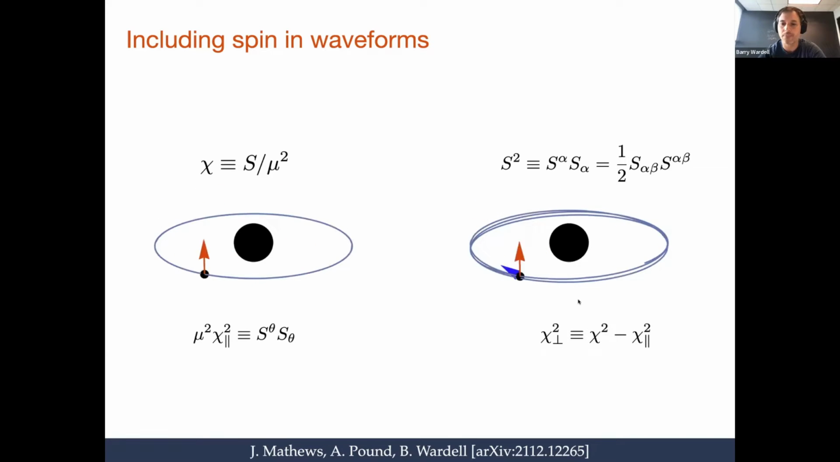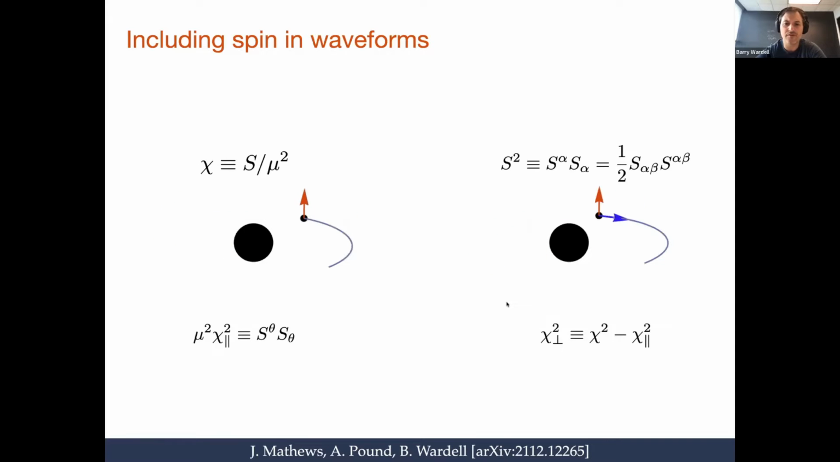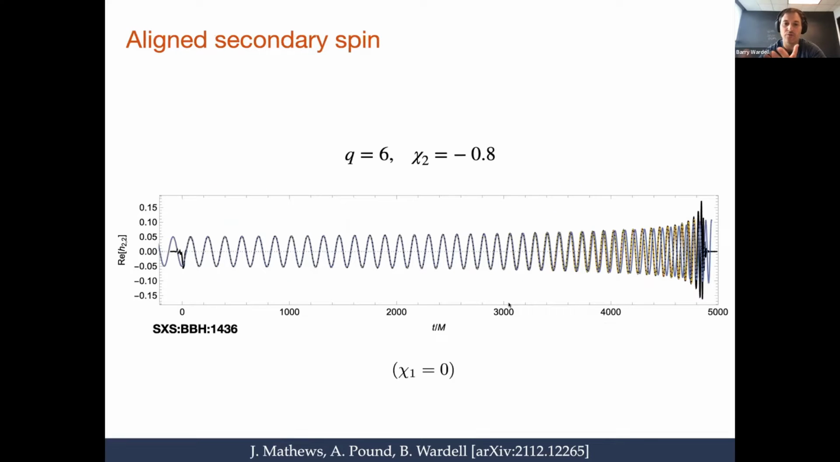The perpendicular one obviously changes the orbit as well, making it bob up and down. But we can add this quite easily, and this was described in the paper here by Josh Matthews. You can see some of the results in there. I'm just going to show the waveforms you get from that paper. For example, here we have a case with a secondary spin, with mass ratio of 6. The secondary black hole, the smaller black hole, has a spin of -0.8, so it's quite large. If you don't include the effect of the secondary spin, you get this blue curve, and the dephasing gets pretty bad towards the end.